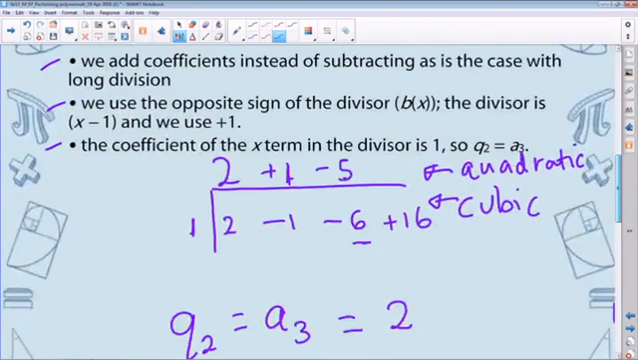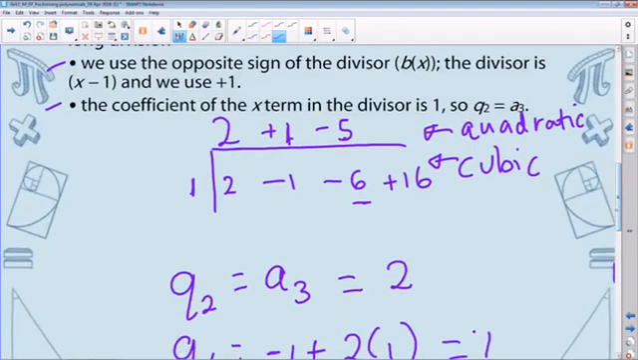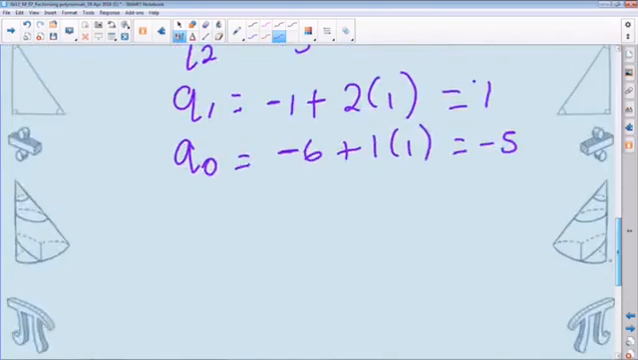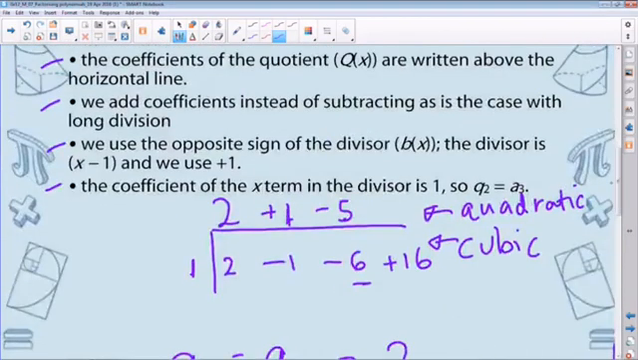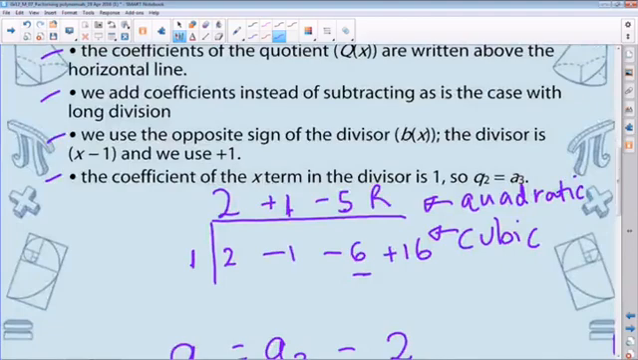All right. We then get to the part where we need to work out the remainder. So what is our remainder? We go through the same process. Your remainder is going to be your 16, which is your constant term, plus your Q0, which you've just worked out, which is minus 5, times your divisor, which is 1, and 16 minus 5 gives me 11, so therefore my remainder is 11. So your remainder is 11.